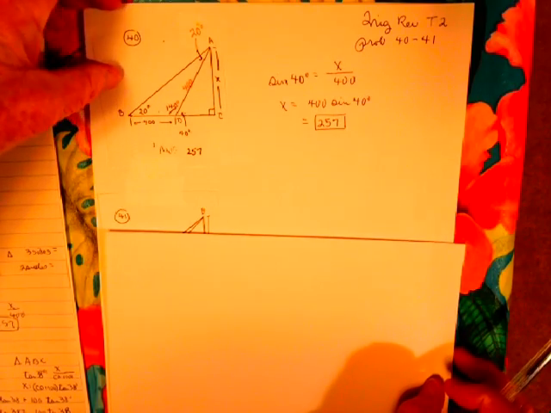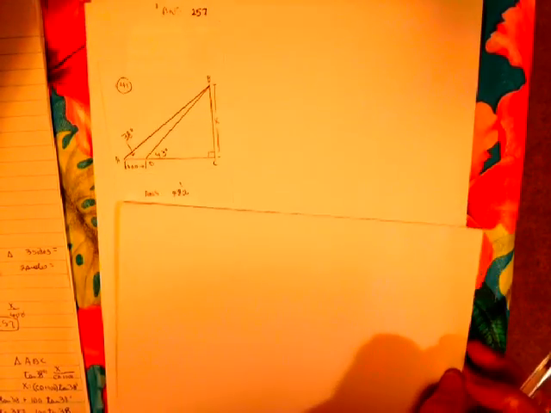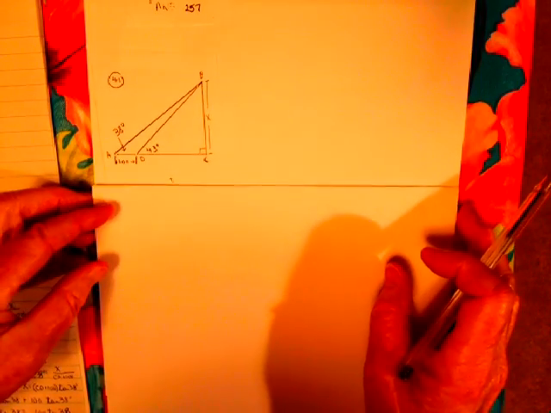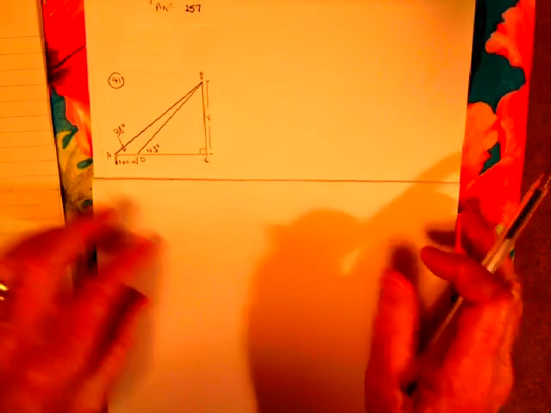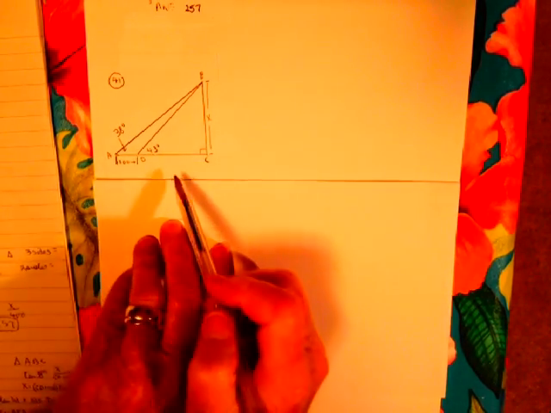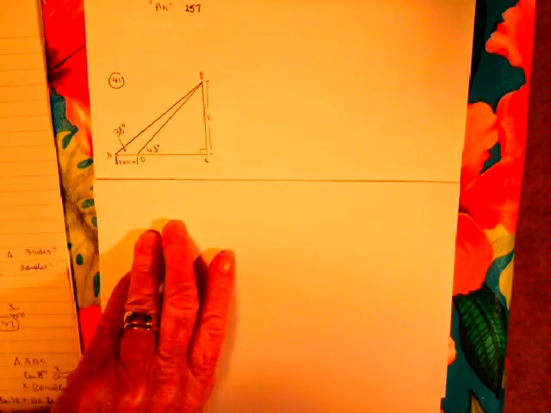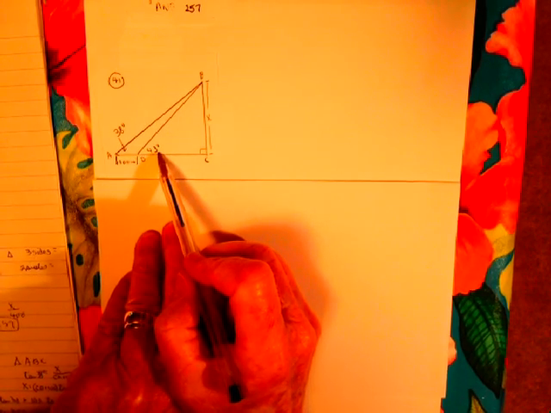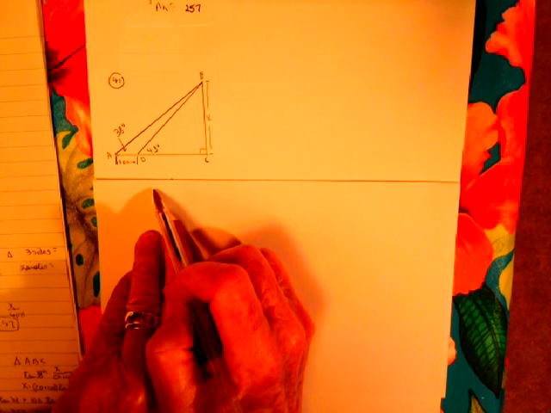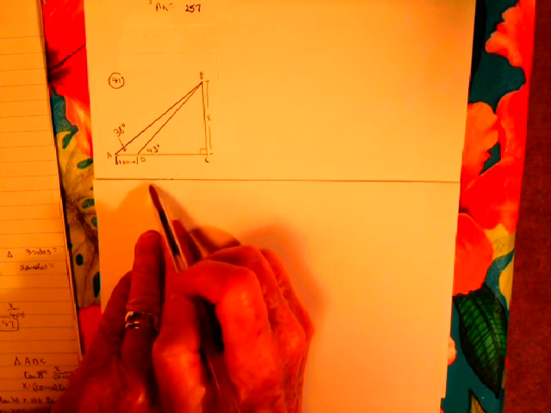Number 41. They're asking me to find side BC. And after I look at this, I cannot seem to find enough information to solve this triangle the way I have all these others.